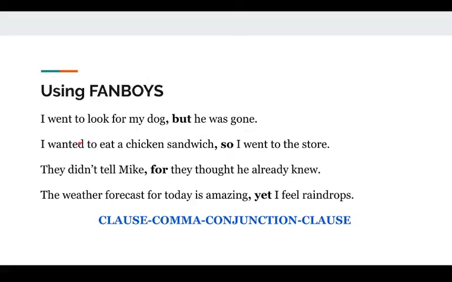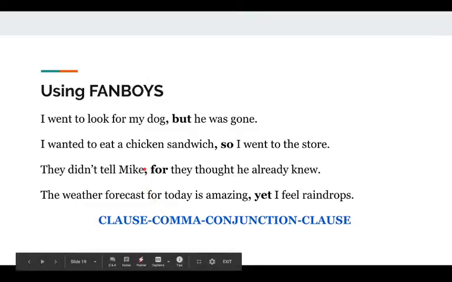And just to reinforce that, I'm going to go over it with, for example, just this third one. So you can say the clause here is, they didn't tell Mike. And then we have comma here, conjunction, which is for in this case, the F in FANBOYS, and then we have the second clause, they thought he already knew.